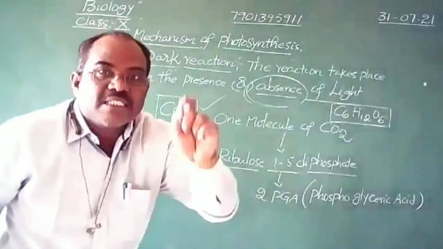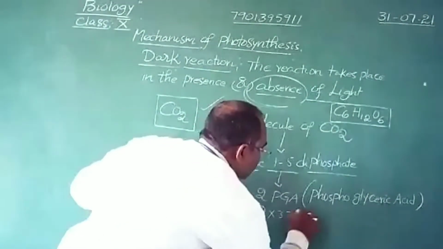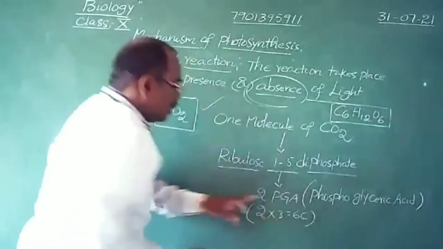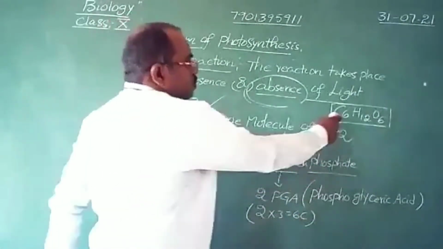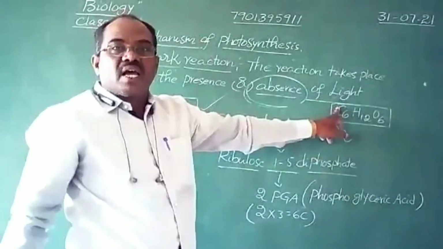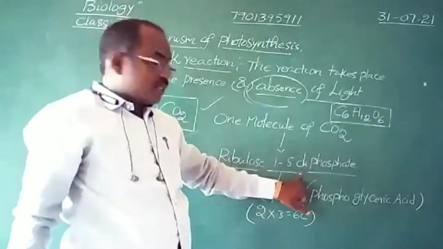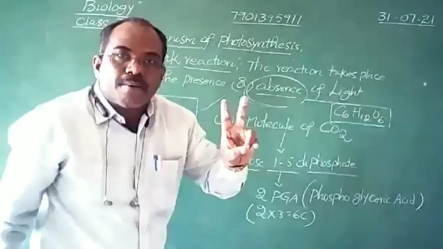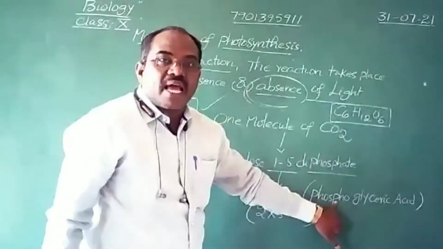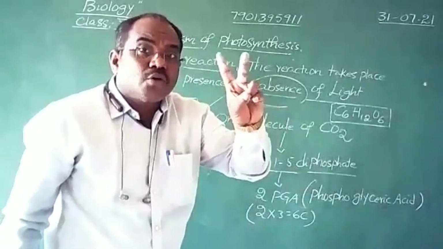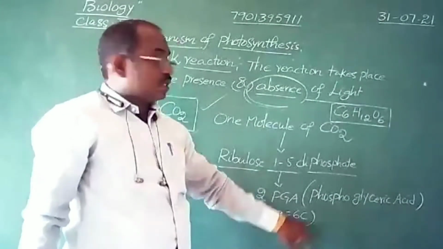2 PGA. Each PGA has 3 carbon atoms. 2 3s are 6 carbon atoms, equal to the carbon in glucose, C6H12O6. Ribulose 1,5 diphosphate is converted into 2 PGA. It is a compound. How many PGAs are formed? 2 PGAs. Each PGA has 3 carbon atoms, and 2 3s are 6, C6.